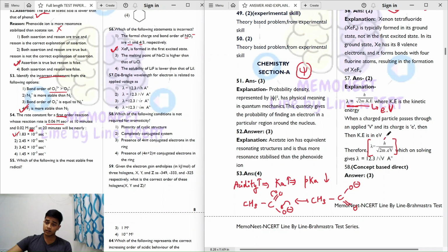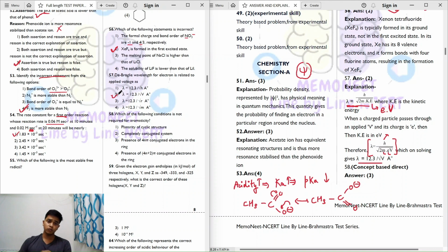So when we substitute the values of h, which is the Planck's constant, the mass of the electron, and the charge of the electron, we get the final answer as 12.3 divided by root V angstrom. Okay. So the correct answer will be option 2. Moving on to the next question.